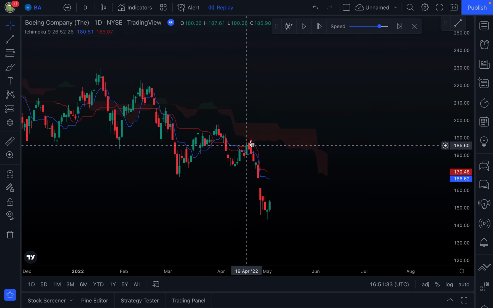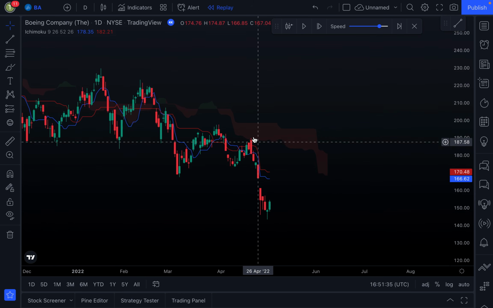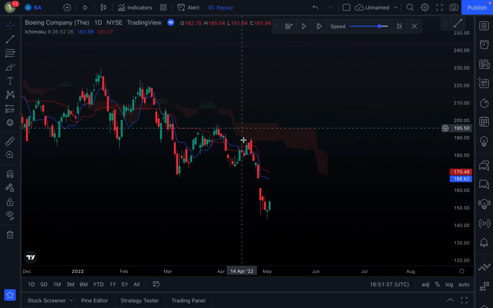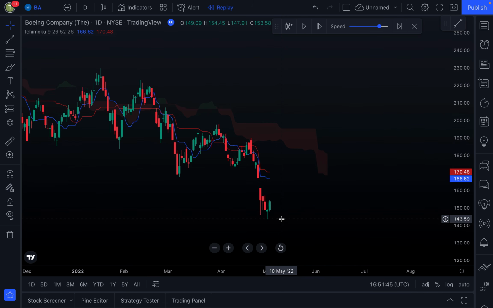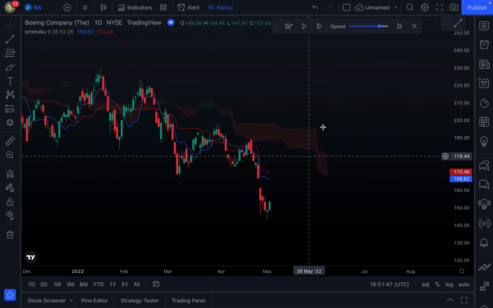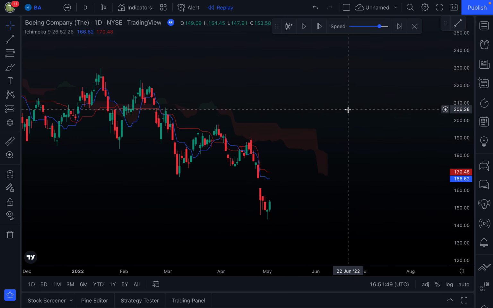And again, remember, the Ichimoku cloud acts as an area of support and resistance. So it did move up a little bit here, but this acted as a great area of resistance, and then it pushed further down. So that's the strategy here, a very popular strategy using the Ichimoku cloud. Again, it tells you a lot of great information, and I think it's very simple to use.